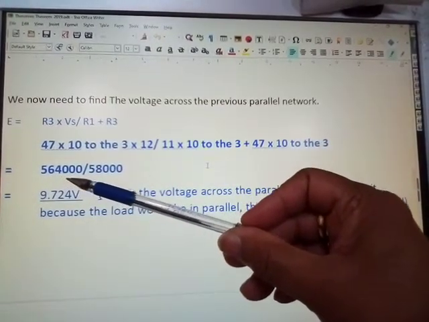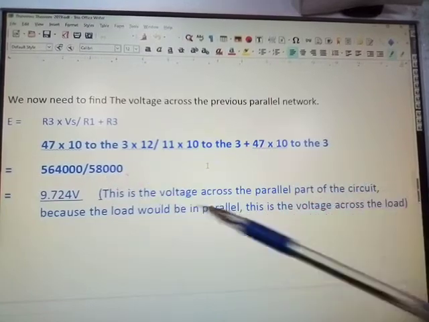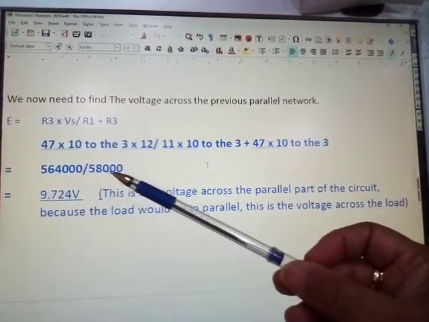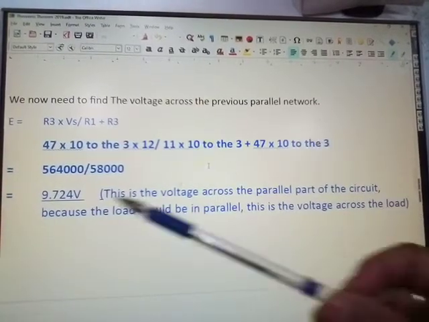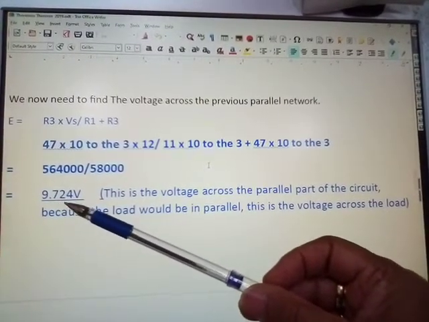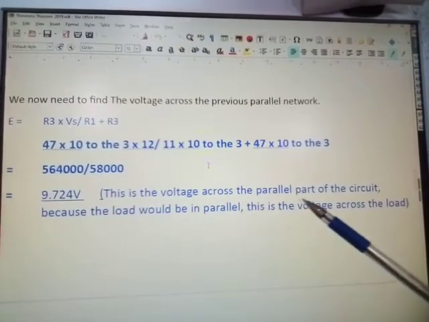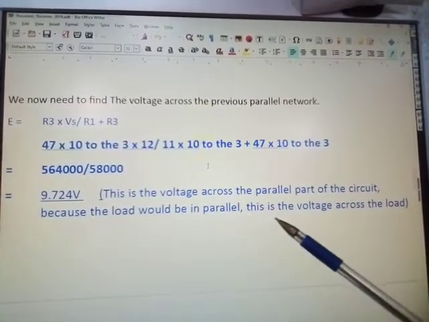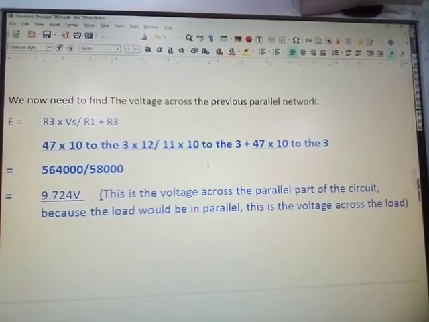to 564,000 over 558,000. Make sure you get these values correct from this result. That then comes to 9.724 volts. This is the voltage across the parallel part of the circuit. Because the load would be in parallel, this is the voltage across the load.